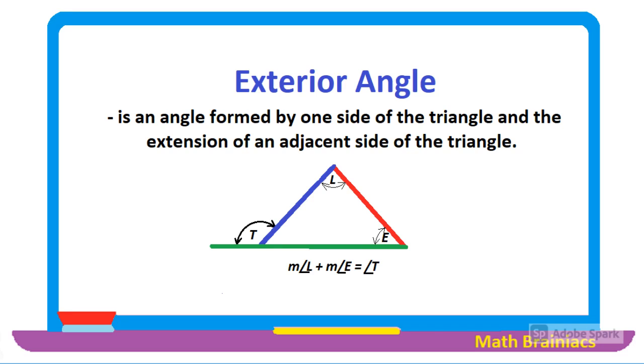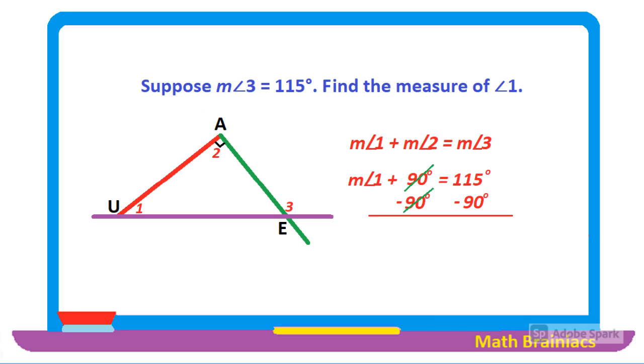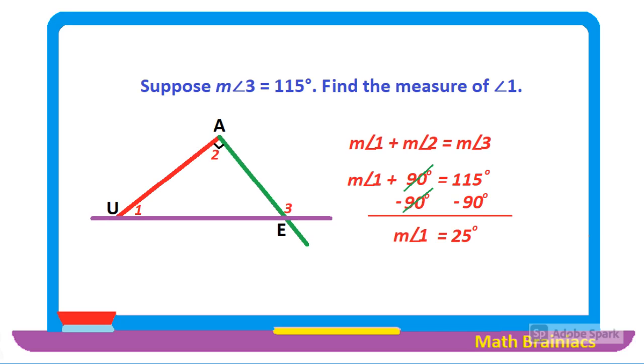Likewise, I want you to remember that the sum of the remote interior angles is equivalent to its exterior angle. Just substitute all the given values of the angle in the equation and use the properties of equality, and you can find the measure of the missing angle. It is very easy, right?